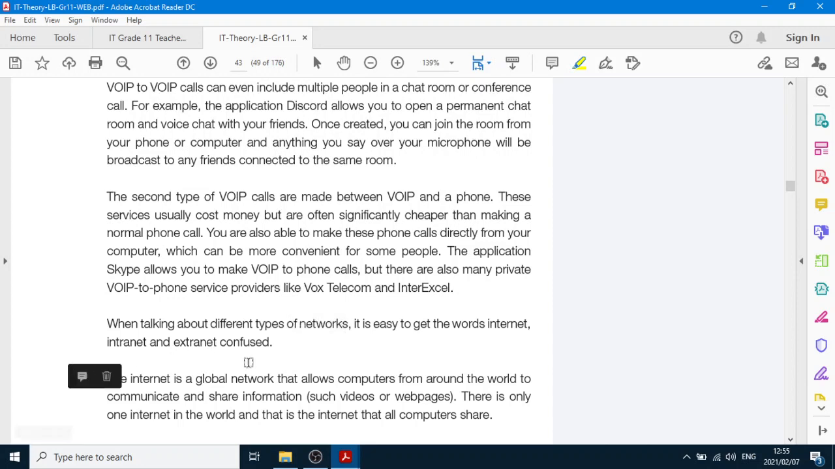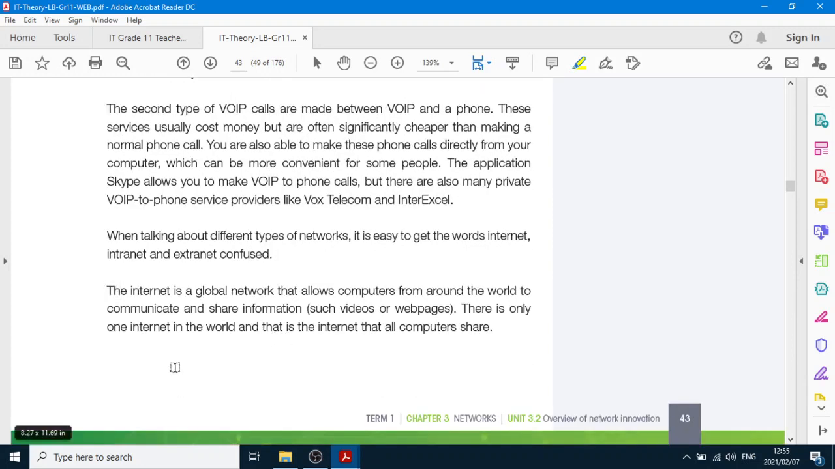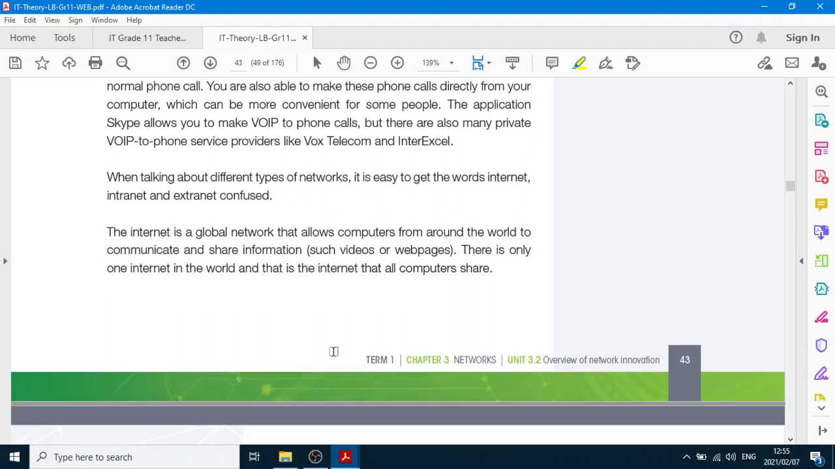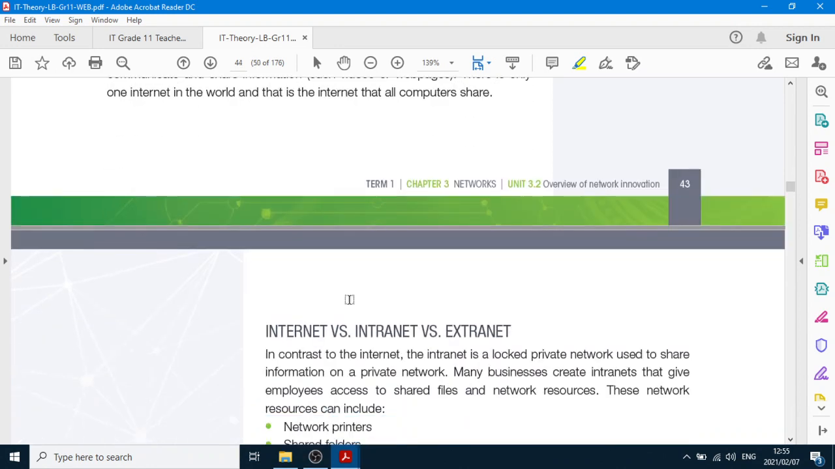When talking about different types of networks, it's easy to get the words internet, intranet, and extranet confused. So those are the three terms we must worry about now. Internet is your global network of computers all around the world that share information, and that information is stored on the World Wide Web. So your internet allows the communication to occur. It's like a giant wide area network. But the actual information on the computers is your World Wide Web. There's only one internet in the world, and that is the internet that all computers share.